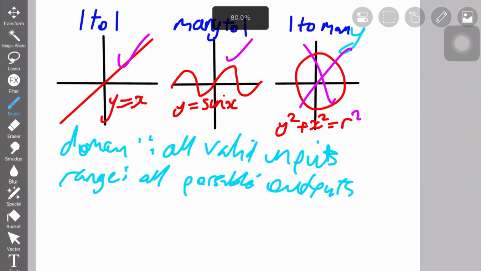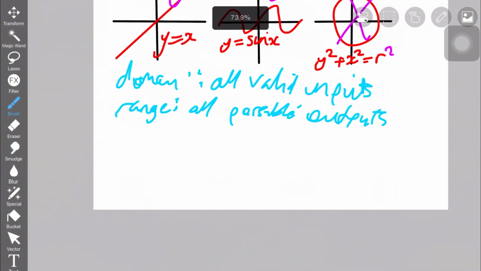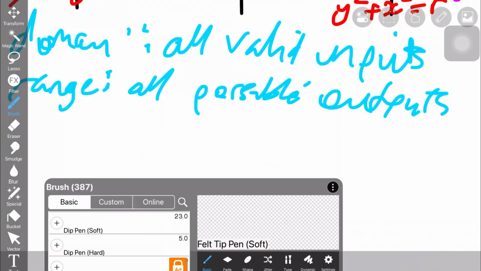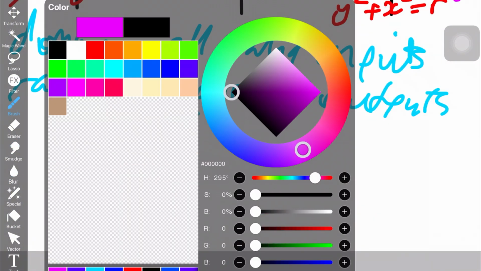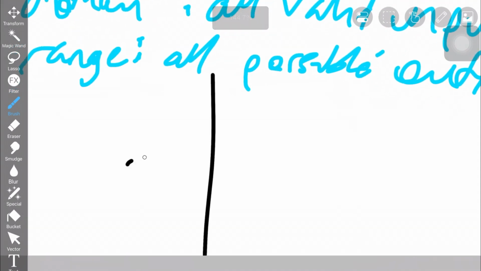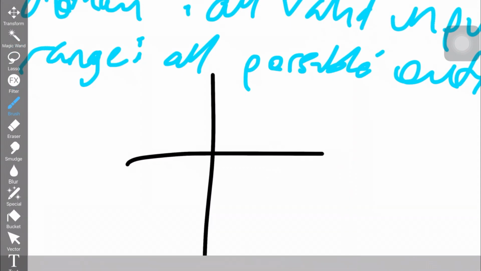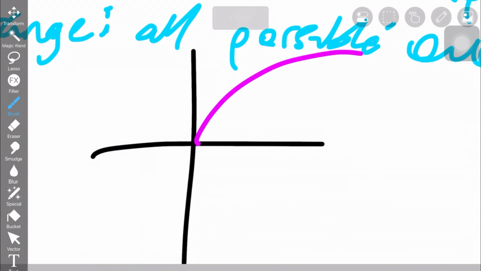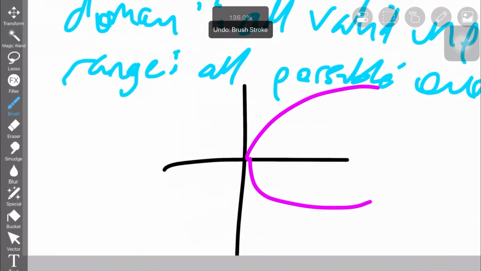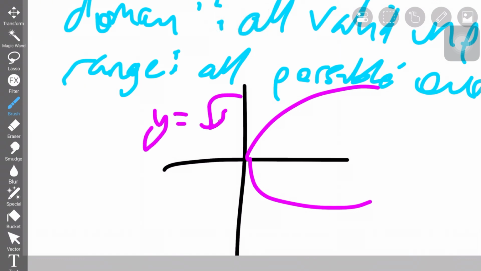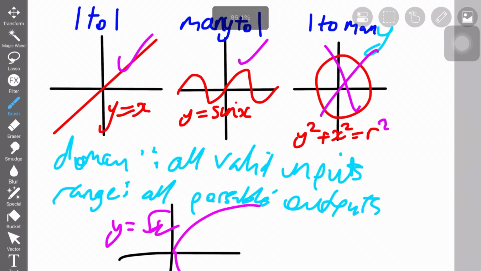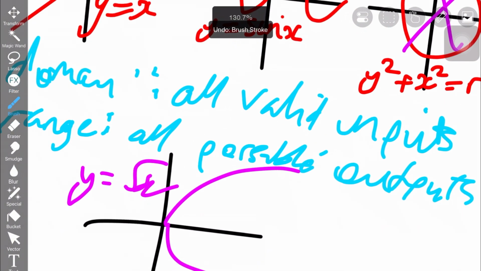So here is another example of a 1-to-many mapping quickly. Let's say I have the square root function. If I have a square root function, it would actually look something like this, okay? Because there's going to be a negative square root of every number. So this is considered 1-to-many. We can't call this a function.